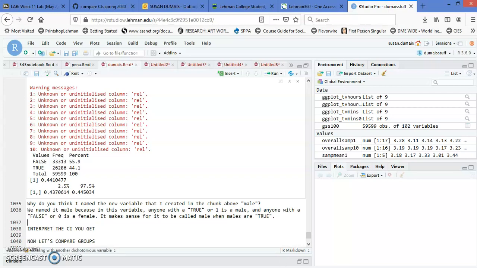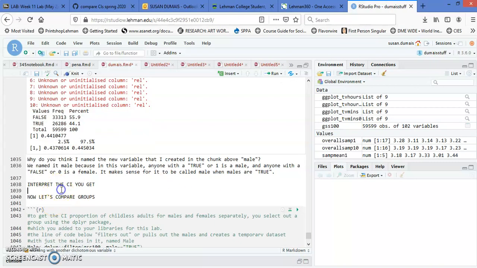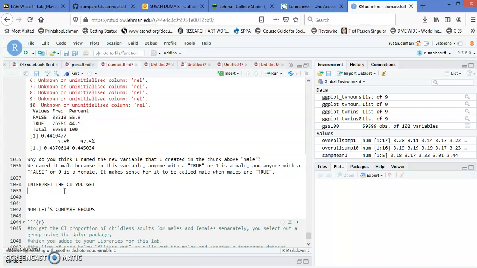Interpret the confidence interval that we got, and over here, same kind of interpretation. In this case, we are looking at the proportion of males in the U.S. population. We are 95% confident that the proportion of adult males in America is between 0.44, if we round it, and 0.45. Okay?